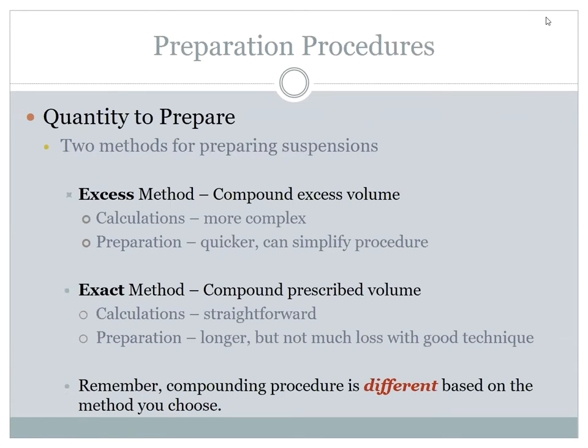Okay, well, now this is important because today and on the exam, there are 2 ways to formulate a suspension. You can formulate and compound them. So both the calculations and the procedure are different depending on whether you use the excess method or the exact method. Okay, and you are responsible for both. So Judy and I in a minute will do our dry lab prescription. We're going to use the excess method. It's the lazy man's method because I am a lazy man.